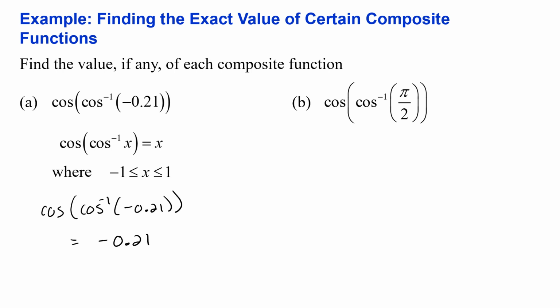Part B is the composition, cosine composed with inverse cosine of the quantity pi over 2. Now here, x equals pi over 2, which is approximately 1.57 and is not in the interval of -1 to 1 inclusive. Furthermore, pi over 2 is not in the domain of the inverse cosine function, since there is no angle for which cosine of theta can be greater than 1. Therefore, we conclude that cosine of the inverse cosine of pi over 2 is undefined.